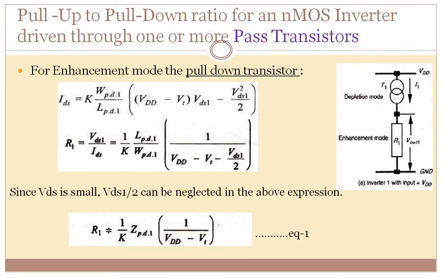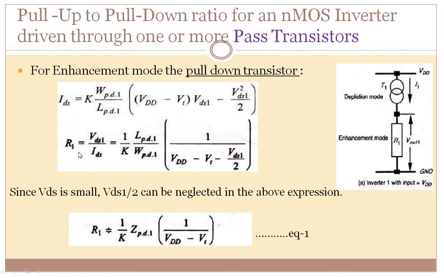Now we have to find the R1 value. I have said this is the R1 value. We have to find it: R is equal to V by I. Correct? Now you may have a doubt about what PD1 is. That is nothing but your pull down transistor. We are considering the enhancement mode pull down transistor, so I am giving it as a suffix, pull down transistor 1. Clear? So W is width and L is the length.